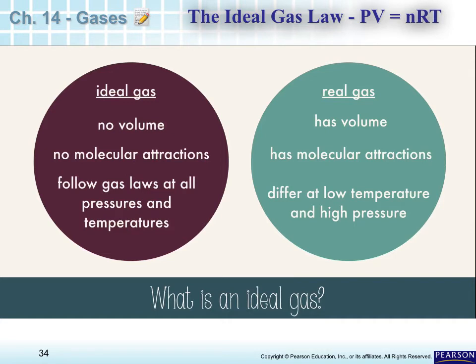There's no molecular attractions in ideal gases, but real gases do actually attract each other and repel each other. Ideal gases follow the gas laws at all temperatures and pressures, whereas actual gases differ at low temperatures, because at low temperatures the gases will actually turn into liquid, and at very high pressures, you can pressurize the gas to turn it to a liquid or even a solid, as in the way of, let's say, dry ice, which is solid carbon dioxide, formed by just putting carbon dioxide under very high pressure.